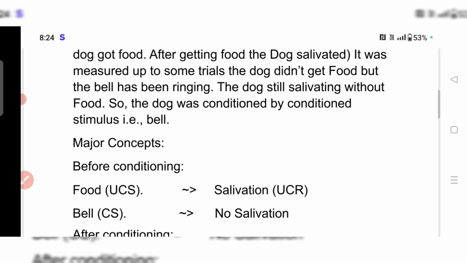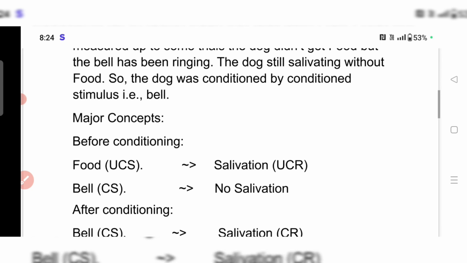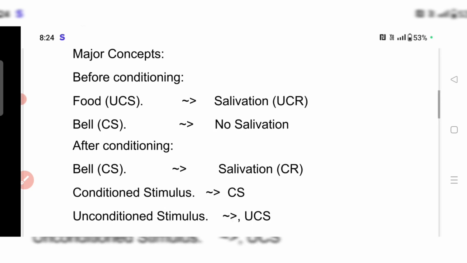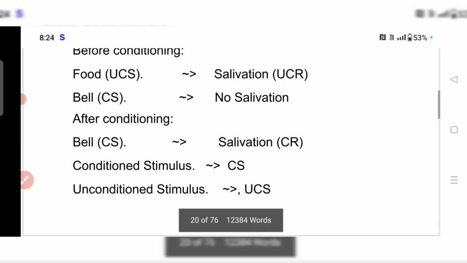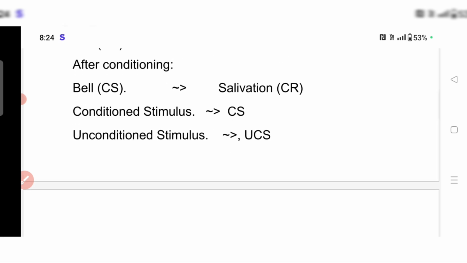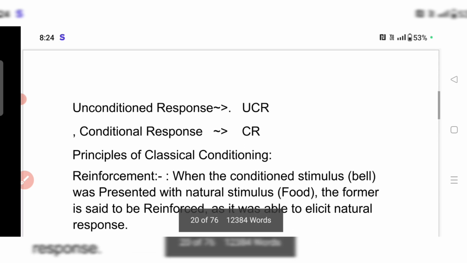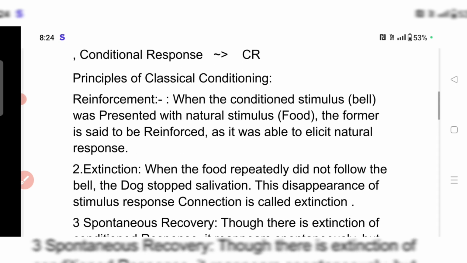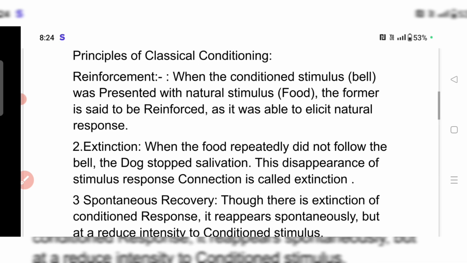It was measured over some trials. Then the dog didn't get food, but the bell was rung, and the dog still salivated without the food. So the dog was conditioned, and the conditioned stimulus is the bell. The major concepts here are the food and the bell. After the conditioning, salivation continued, with the conditioned stimulus and the unconditioned stimulus also. So the principles of classical conditioning are as follows.